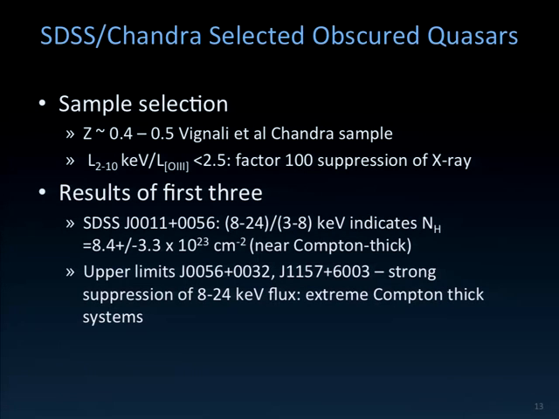So we have 3 that we've looked at so far, and in 1, we got a detection in the hard band, and based on the band ratio, it does in fact indicate a moderately Compton thick source of around 10 to the 24. And in the other 2, we're finding very strong suppression of the hard band emission, right? So basically non-detection in the NuSTAR band, but detection in the soft band, showing that these are indeed extremely Compton thick systems, 10 to the 25 or more. And so when we have a large sample of these, then we can actually, for the first time, say something about the range of columns in this sample of obscured quasars.